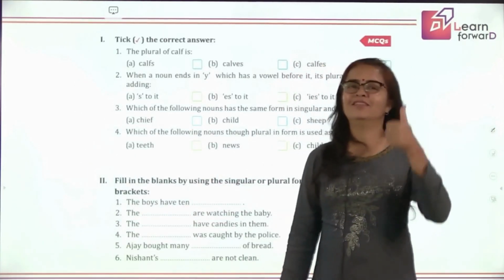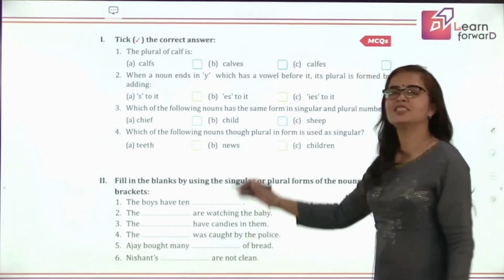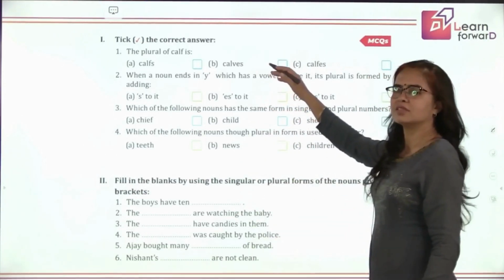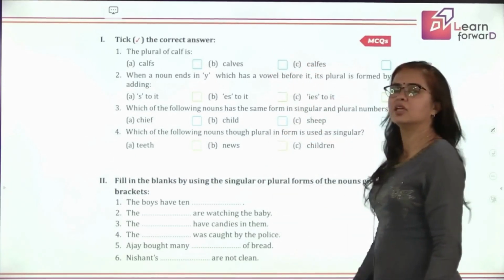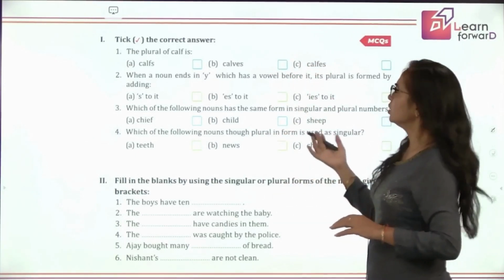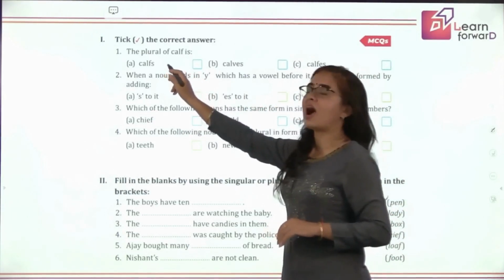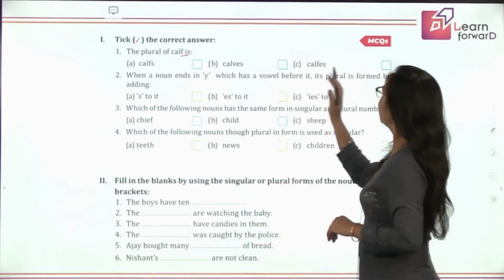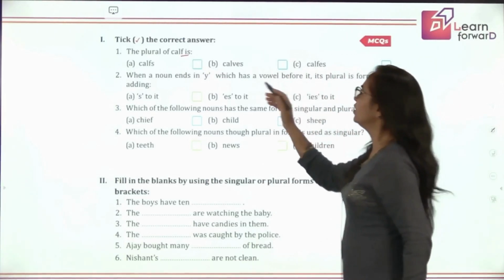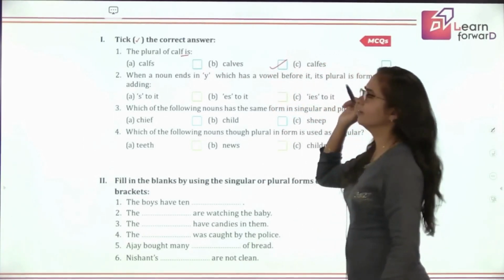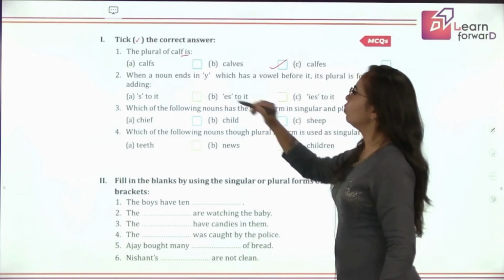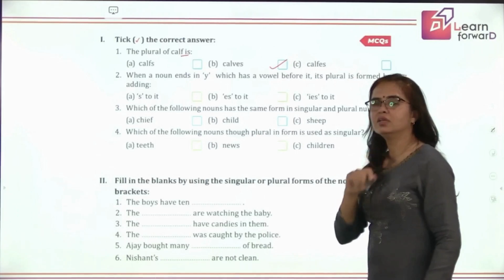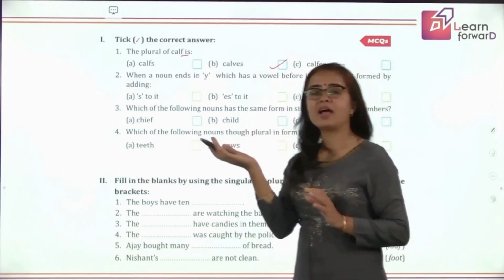Having a good time learning? Yes, very good students. So it's time to do the exercise now. Take the correct answers. We have already done singular, plural. So let's quickly do the plural of calf. See, F at the end. So which could be the correct one? Good, we'll have calves here. When a noun ends in Y, which has a vowel before it. So what do you do when a Y has a vowel before it?